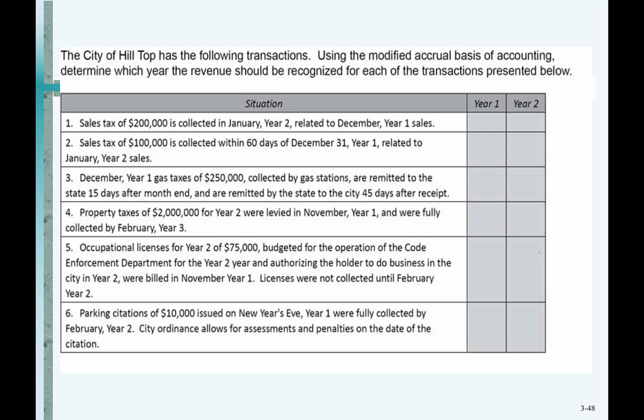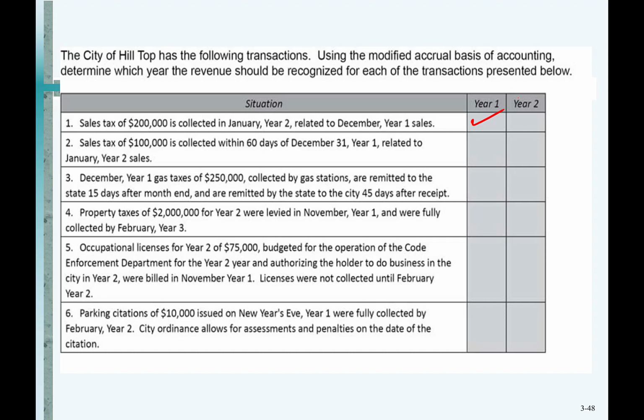Sales of $200,000 is collected in January year 2 related to year 1 sales. Has the underlying transaction taken place? Year 1 sale. Are we within 60 days of year 1? Yes, we are. So that's year 1 money. Okay, good.